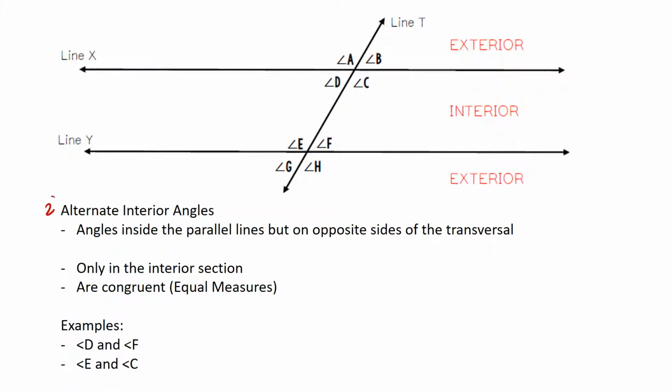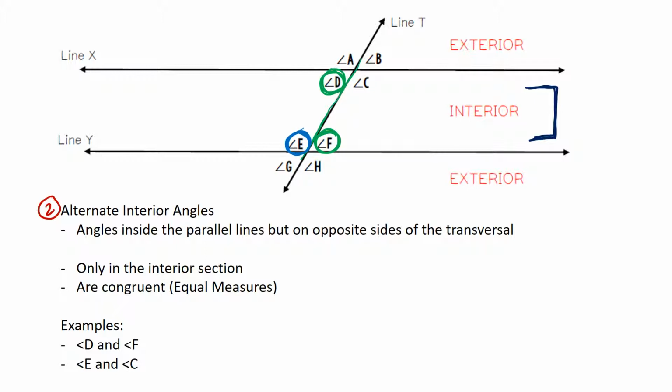The second vocabulary term is called alternate interior angles. Alternate interior angles are angles that are inside the parallel lines, so we're looking at this section here on the interior, but on opposite sides of the transversal. Some examples would be angle D and F. They're all in this inside section, but they're on opposite sides of our line that runs through the middle.